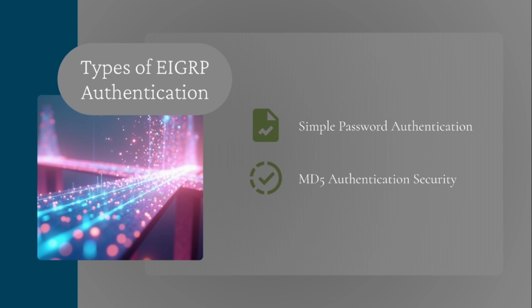So the types of EIGRP authentication that I was telling you: one is simple password authentication, that is a clear text one. Now this is vulnerable. Anybody could hack into it, anybody could break the password. And then there is MD5 authentication security. MD5, as we know, already changes. If you give one password, then the next time it changes. So MD5 authentication is very secure.